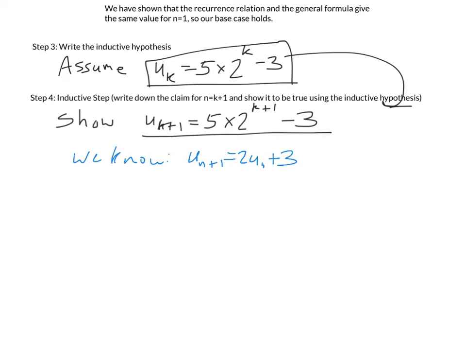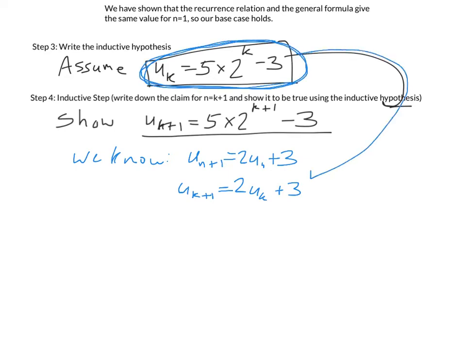So that means that I could just use k instead. U sub k plus 1 is supposed to be 2u sub k plus 3. Now, if only we knew what u sub k was. Well, wait a minute. That's our inductive hypothesis, right? We assumed that this was going to work for the kth one, so I'm going to bring that in right here. U sub k plus 1 is supposed to be 2 times this relationship that we are assuming to be true, 5 times 2 to the k minus 3, plus 3. Oops, that inside is minus 3, not plus.